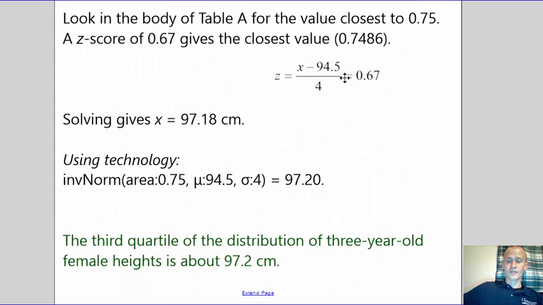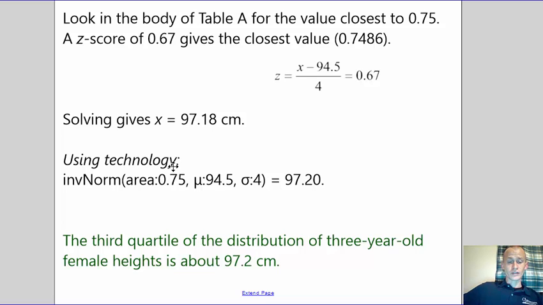So we plug that in for our z-score formula. We know what the z-score is, we know what our standard deviation is, we know what our mean is. We can plug in all of those values. What we don't know is what is that score, what is that height that gives us that z-score. So we'll multiply by 4, we'll add 94.5, and we get this value of 97.18 centimeters.